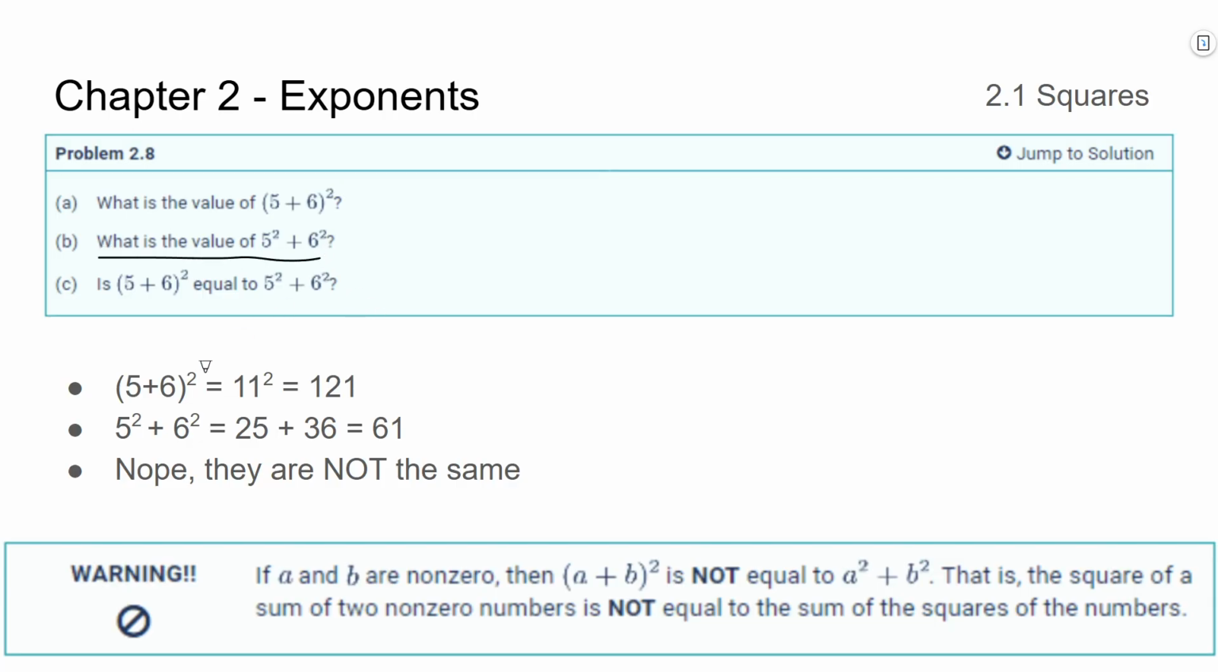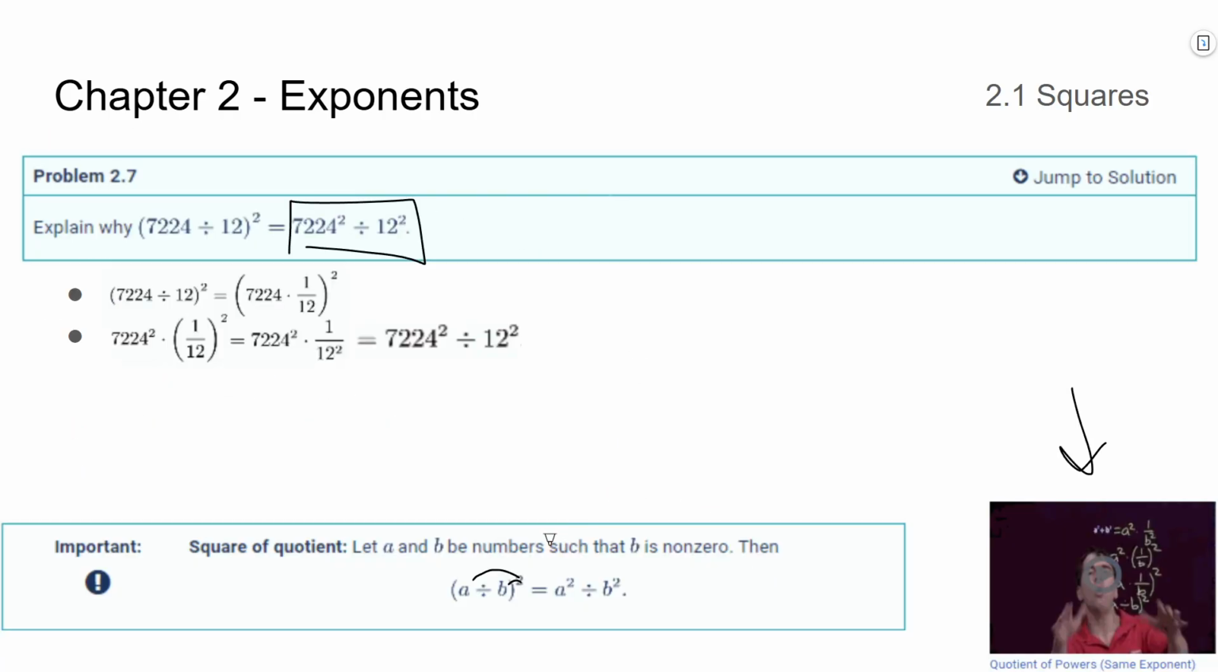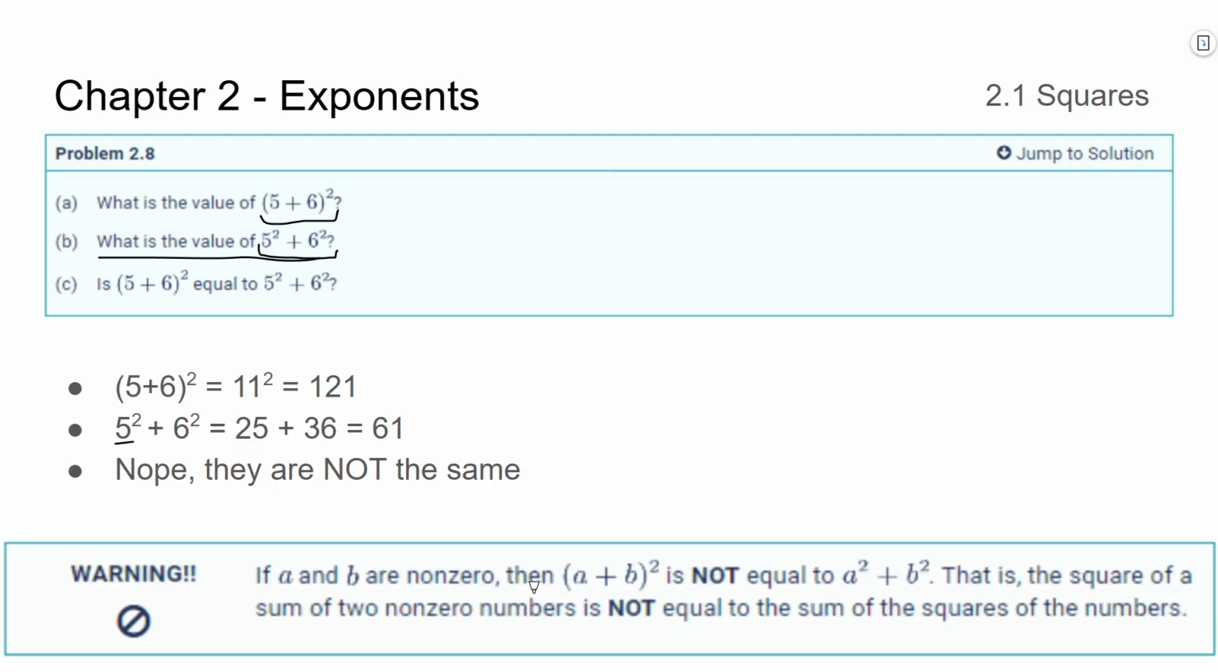Now the second one was the value of 5 squared plus 6 squared. Well, 5 squared is 25, 6 squared is 36. Add them together, and they are 61. So it turns out that this here is not the same as this here. I mentioned that in this problem, I said this is kind of like distributing, but not actually, because this isn't addition or subtraction. Actual distribution is not possible. So there's no distributive property when it comes to exponents.